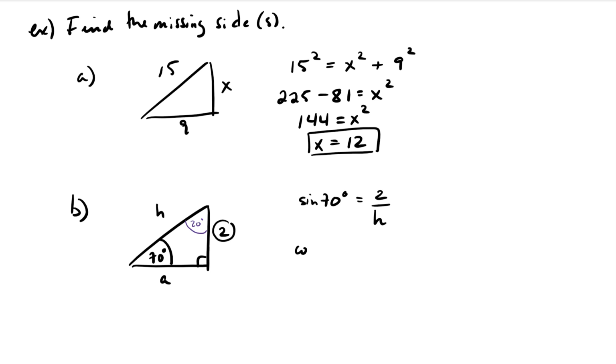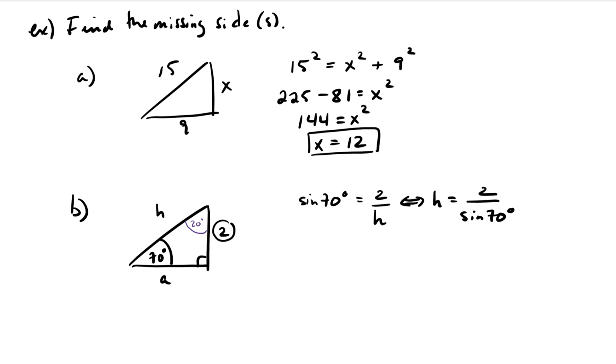Notice if I had used cosine, I'm in trouble, because with cosine it would have been a over h, and now I've got a single equation with two unknowns. So this is why I decided to use sine and not cosine. Now solving this for h gives me that h is 2 over sine of 70 degrees.